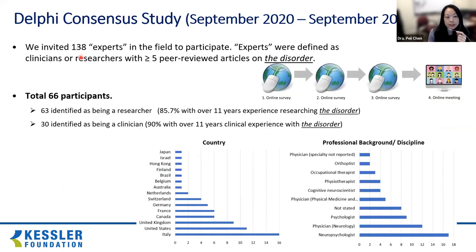So what we did is we invited 138 so-called experts in the field to participate. In the context of this project, experts were defined as clinicians or researchers with more than 5 peer-reviewed articles on the disorder, however you want to call it at that time. After the invitation, 66 of them responded and participated. And 63 of them identified themselves as researchers, and more than 80% of them have more than 11 years of experience. And 30 identified as clinicians, and importantly, 90% of them have more than 11 years of clinical experience, and they represented different countries, as you can see here. I'm not going to say all the names of the countries, and also represented different professional backgrounds, from physicians, cognitive neuroscientists, to neuropsychologists and psychologists, et cetera.